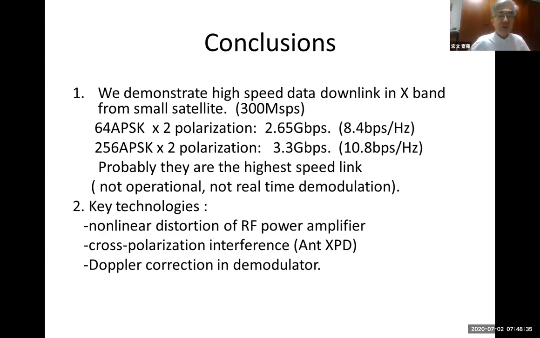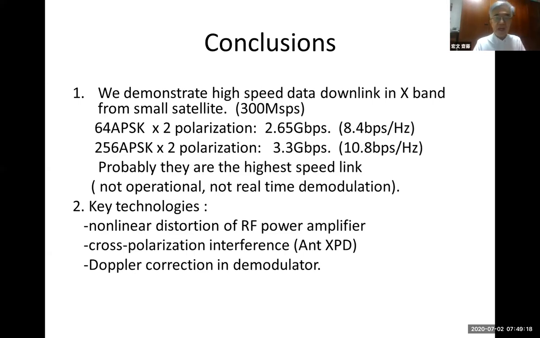And also we have a very high data rate, 3.3 gigabps with 256 APSK dual channel. Probably it is the highest speed link, but this is not an operational system and not a real-time demodulation system. And the key technologies are nonlinear distortion of the RF power amplifier, cross-polarization interference, and Doppler correction in the demodulator.